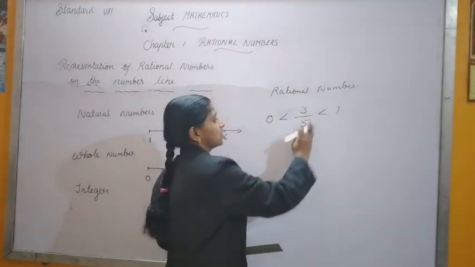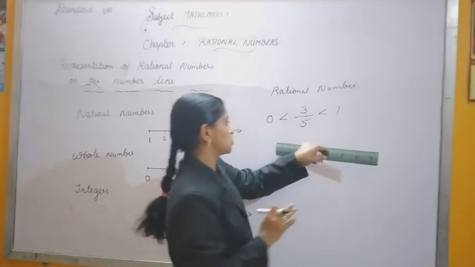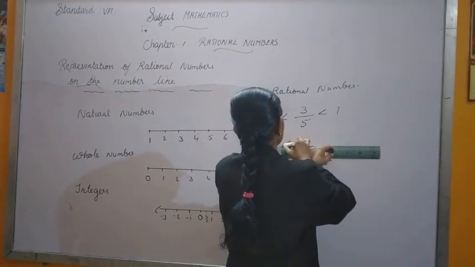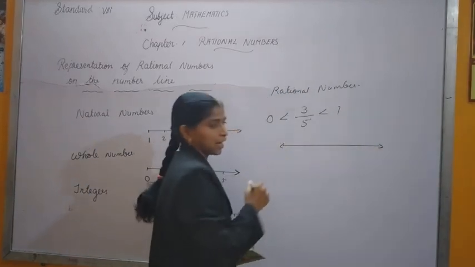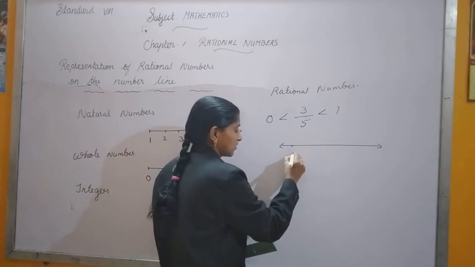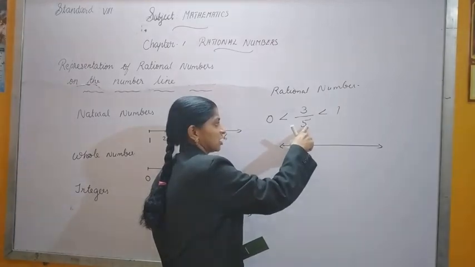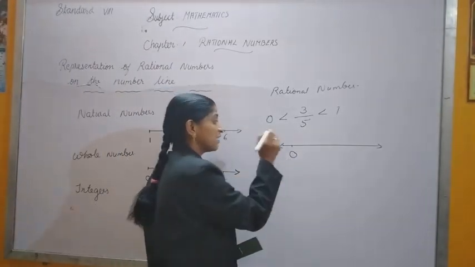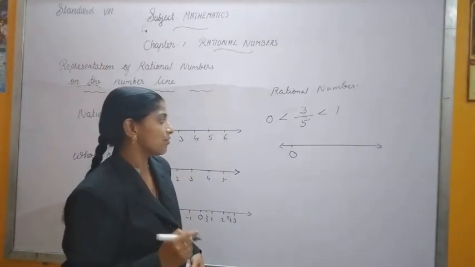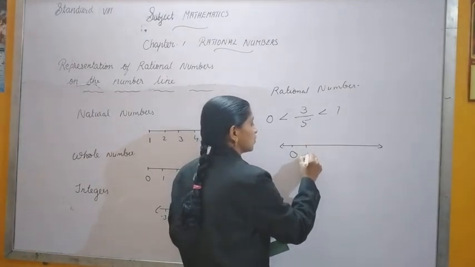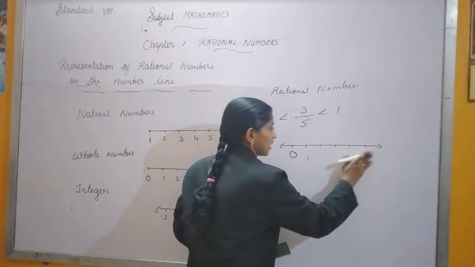So we know 3 upon 5 is a proper fraction that comes between 0 and 1. Now we are going to draw a line. Line means it shows arrow marks on both sides, and we take a point on the left side and give 0. Then you look at the denominator. Here the denominator is 5, so divide the unit length into 5 equal parts. For that we will mark like this: 1, 2, 3, 4, 5. And the fifth point we mark as 1.